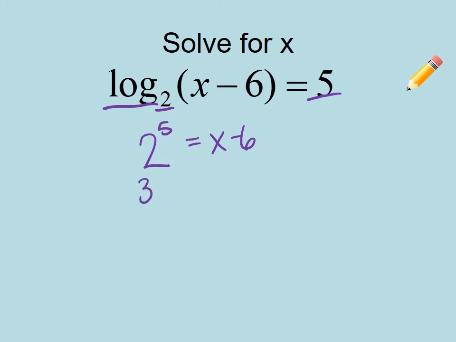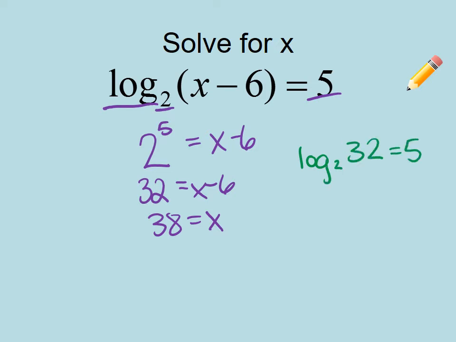2 to the 5th is on my chart. It gives me 32. I'm going to add 6 to both sides, and I end up with x equals 38. I can check my answer. Log base 2 of 38 minus 6 would give me 32. If I plug that in my calculator, I can use change of base formula, and I should get 5.